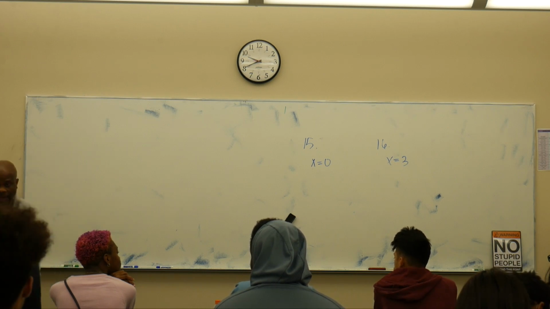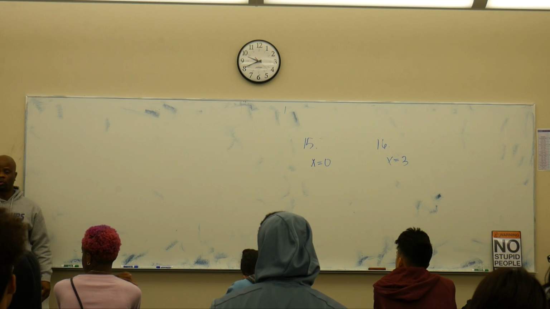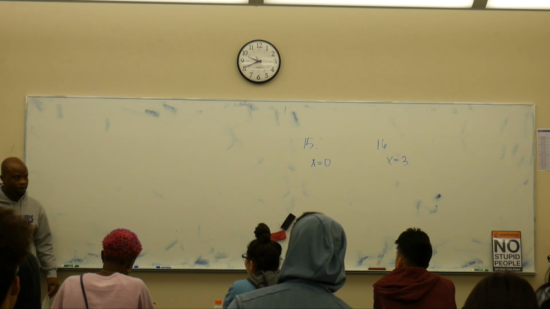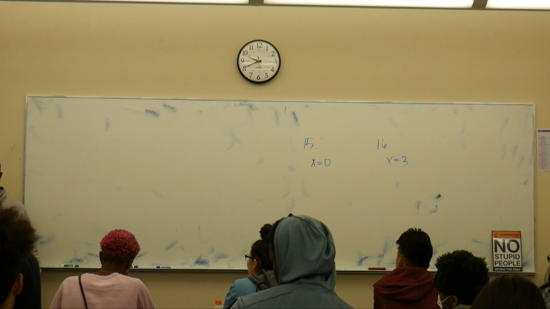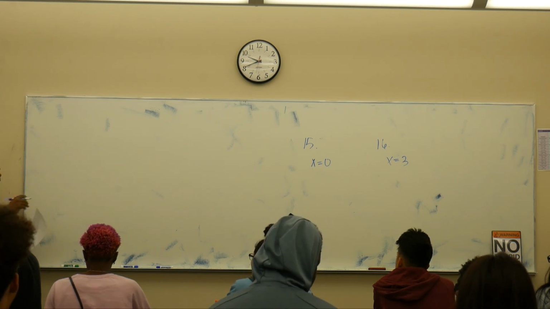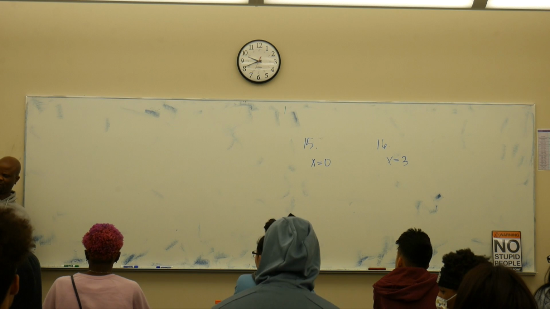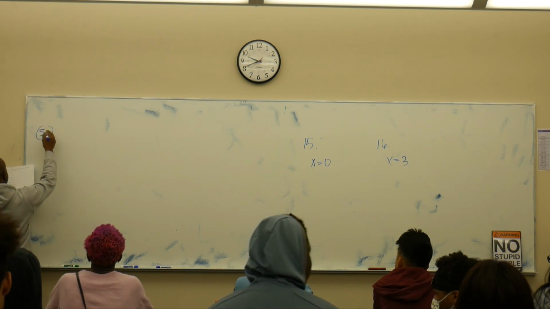So let's do number 5. Number 5, the only reason I said it was not right is because we took the square root of 25. There you go. Positive and negative 5. Now, always do both answers when you take the square root. Okay? Number 5.